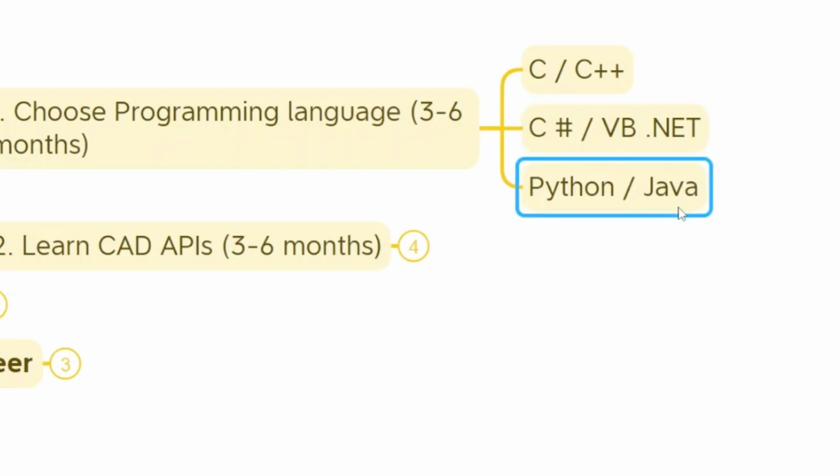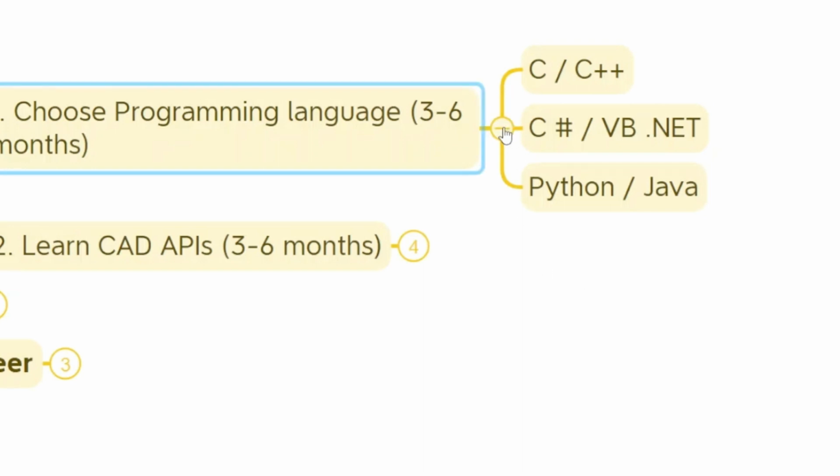Okay. Then the third option is Python or Java. If you want to go into CAD development, design automation, then you can skip or ignore Python or Java for now, because these languages are mainly used for data science and software development, not that much yet in the CAD development area. So you choose between these two, C++ or C Sharp.NET or VB.NET, and you get enrolled and start learning.